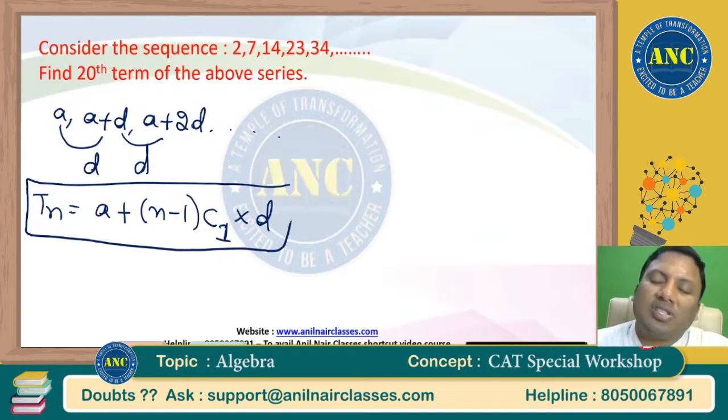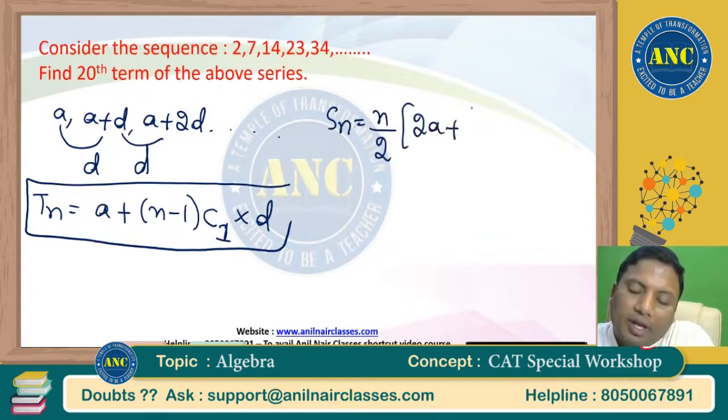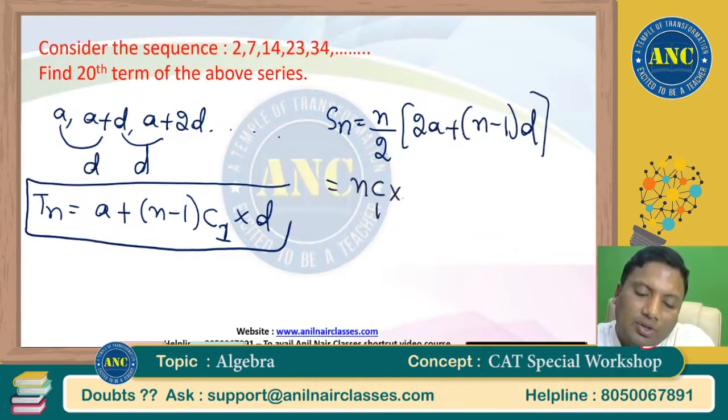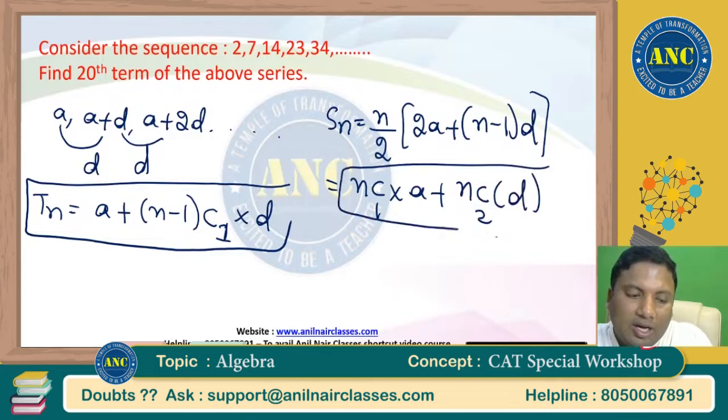Sir, can we use the sum of n terms? That also we will use. Sum of n terms is given by n by 2 into 2a plus n minus 1 into d. This can be written as nC1 into a plus nC2 into d. What is the importance of this? Now see here.